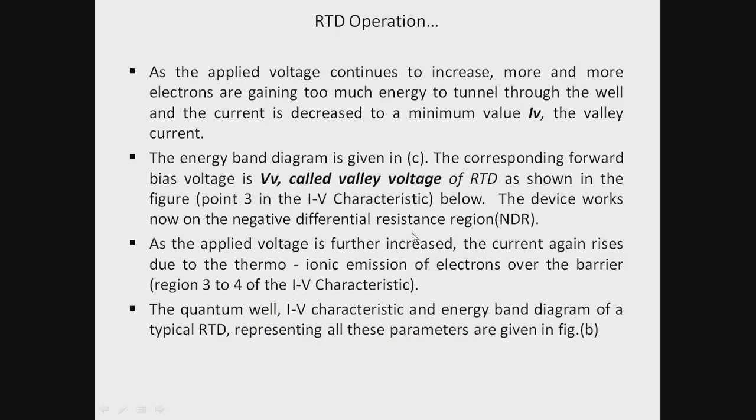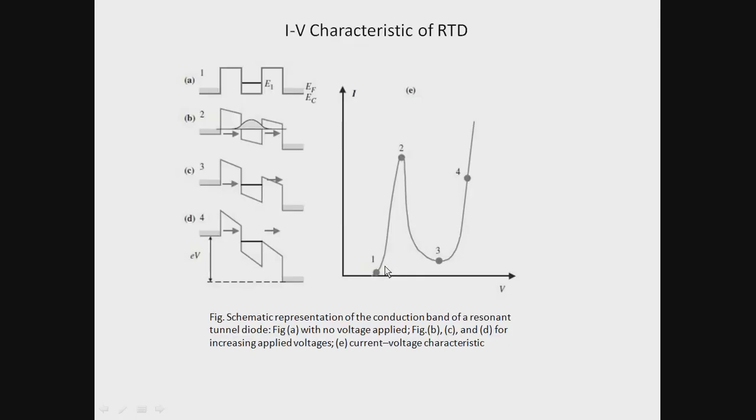And the quantum well IV characteristic and energy band diagram we have seen here show the condition at which the current increases after the valley current. This is the energy band diagram, with points 1, 2, 3, 4, 5 marked. So the 3 to 4 region is governed by the forward voltage applied beyond the valley voltage. Here the current gradually increases, and this increase is mainly due to the thermo-ionic emission of electrons. So this is the IV characteristic of the resonant tunneling diode, and this is the energy band diagram for the different cases shown here.